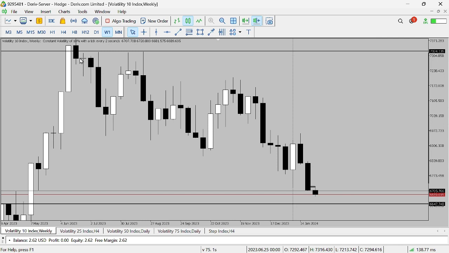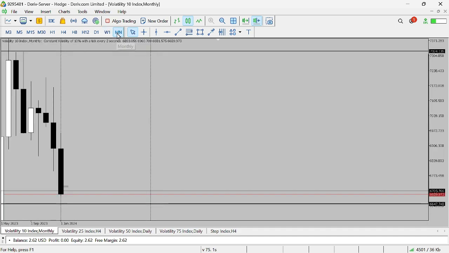Yeah. So you can see that we are making a series of lower highs and lower lows. Okay. And currently price is bearish. You've broken below this low. We have this huge bearish order block, right? Now let me go to the monthly time frame and I'll show you why the price is bearish.